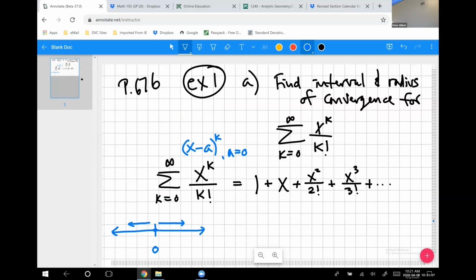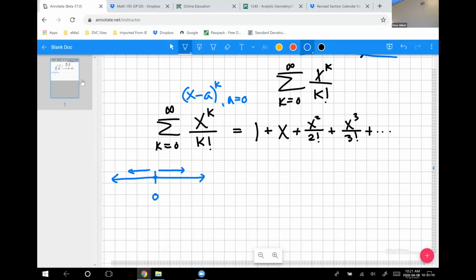So in this problem, they're saying find the interval and the radius of convergence. So we're supposed to come up with an R value, which is how big or how far we can go to the left or to the right from 0. And that will produce a left value and a right value, which is our interval of convergence. So that's the goal of the problem.